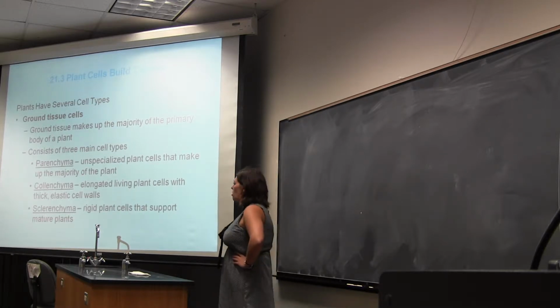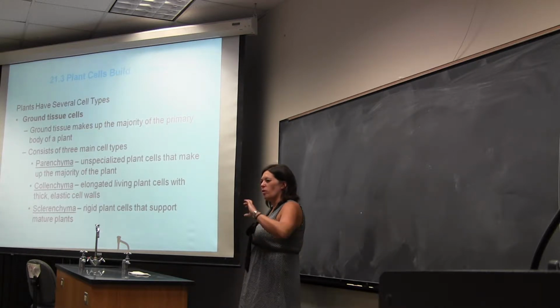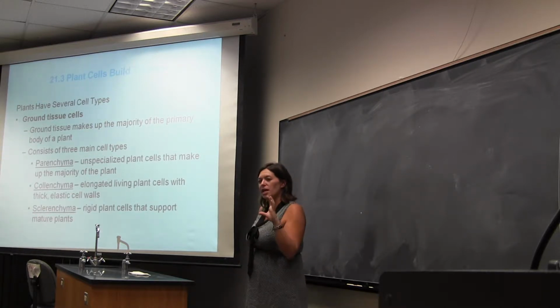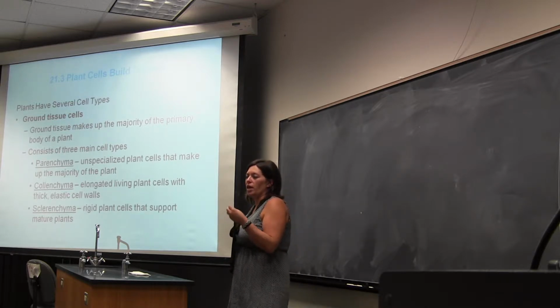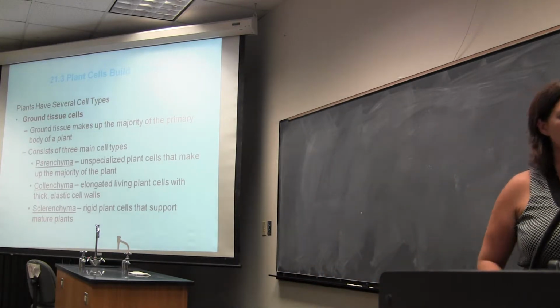And then the other type is called sclerenchyma. And sclerenchyma are going to help support the plant structure as well. They're going to have these very rigid cell walls, and they're going to, again, act as a kind of structural support for a lot of these mature plants.